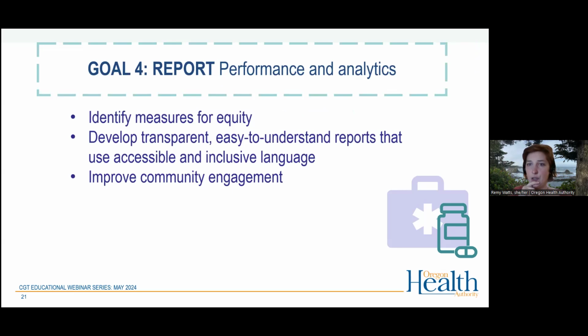So we're going to move on to goal 4, performance and analytics. And I'm going to speed it up a little bit just because I want to get to the next section and we are getting a little bit shorter on time. Goal 4, report performance and analytics. So thinking about how we can improve community engagement, all of that conversation that we just had, making accessible and inclusive language, and then also identifying measures for equity, like what measures are we actually looking at that are going to paint the narrative of what's going on in different populations experiencing different disparities in healthcare affordability.